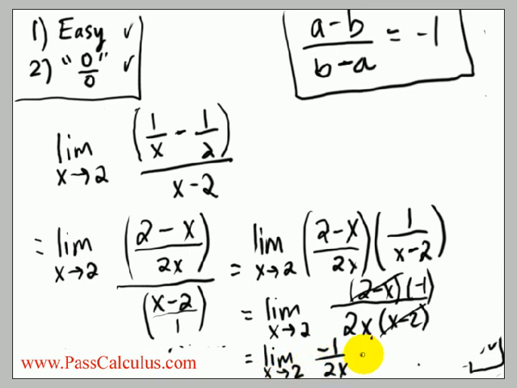And now I'm happy because this is an easy kind of limit. I can just put 2 right in there. So I get negative 1 over 4. And that's the answer, okay? So I think you were pretty solid on these two types of limit questions. So let's move on now to the third kind of limit, which is kind of the tricky one.